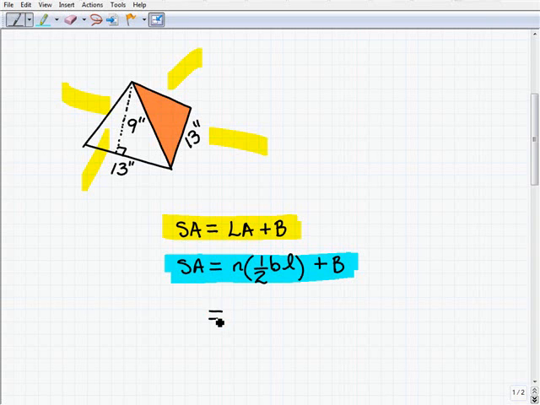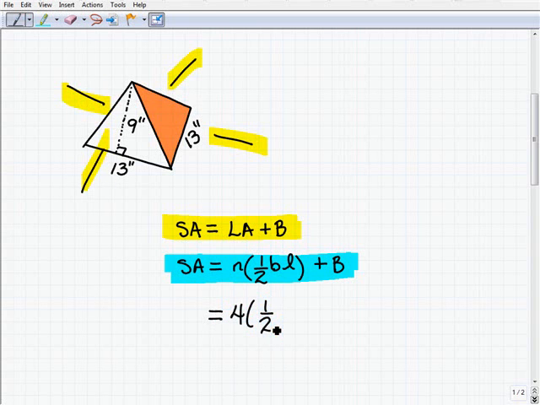Like what I was talking about in the introduction, we need to understand what these variables represent. So the surface area is going to be equal to n times 1/2 b times L plus b. So what is n? Well, n represents the number of faces on this pyramid, the number of sides. So we have 1, 2, 3, 4. So we have 4 sides, so that's n.